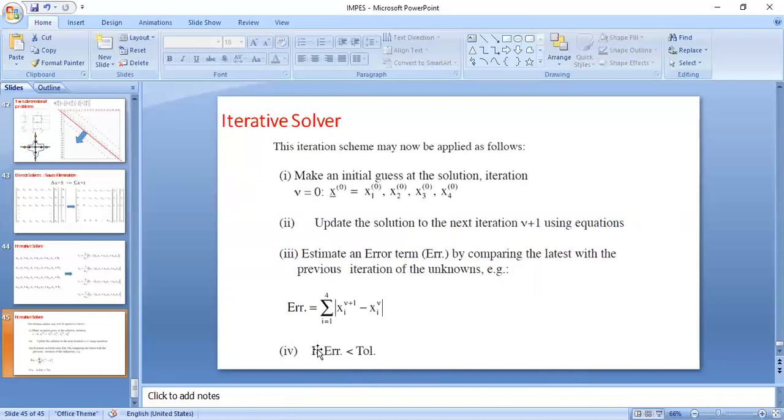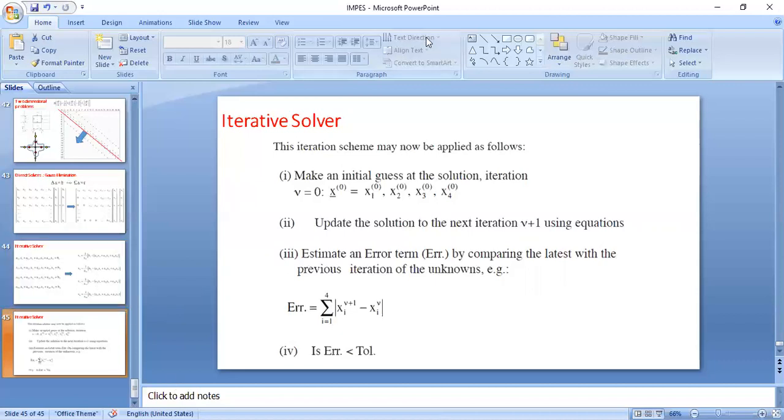Because if we make it equal to 0, then the iteration will go on till the assumed value and the computed value exactly match to 0. So we fix this tolerance limit, and if the error is lesser than the tolerance limit, then our solution has converged.